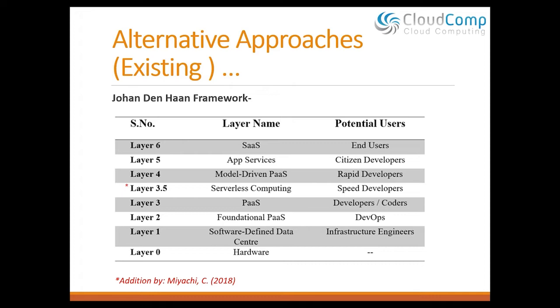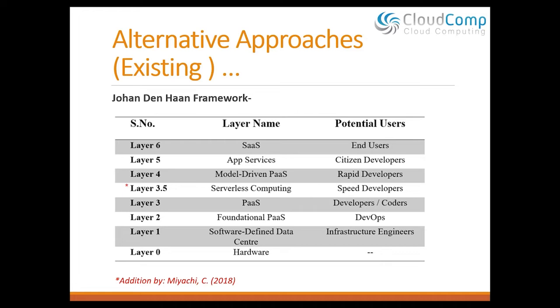John Denham's framework defines the cloud as a service layer architecture. He says layer 0 is the abstraction hardware, layer 1 is software-defined infrastructure, which is used by infrastructure users. Layer 2 is foundational PaaS, which is for DevOps developers, meaning development operations. Layer 3 is PaaS, which is used by simple developers and coders. Layer 3.5 is an addition to John Denham's model by Miyachi and Kirstein in 2018, which talks about serverless computing, which was otherwise not available in John Denham's model.